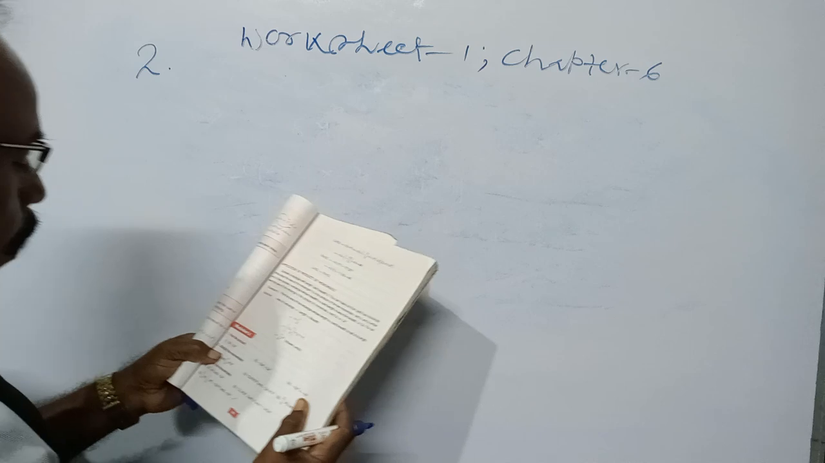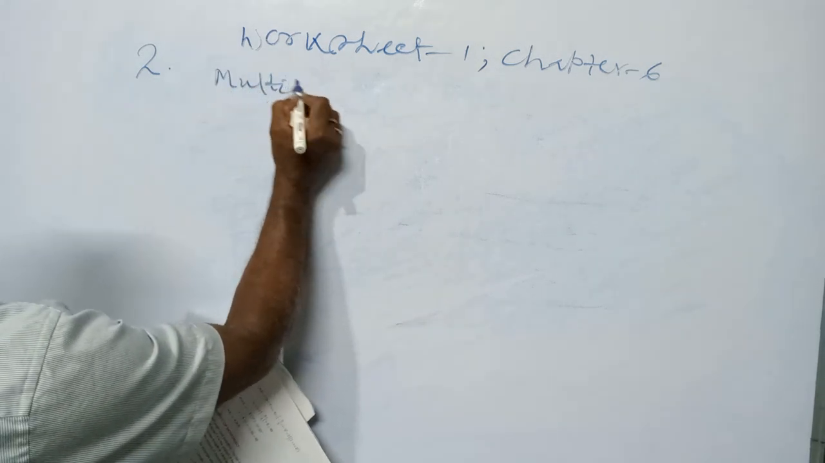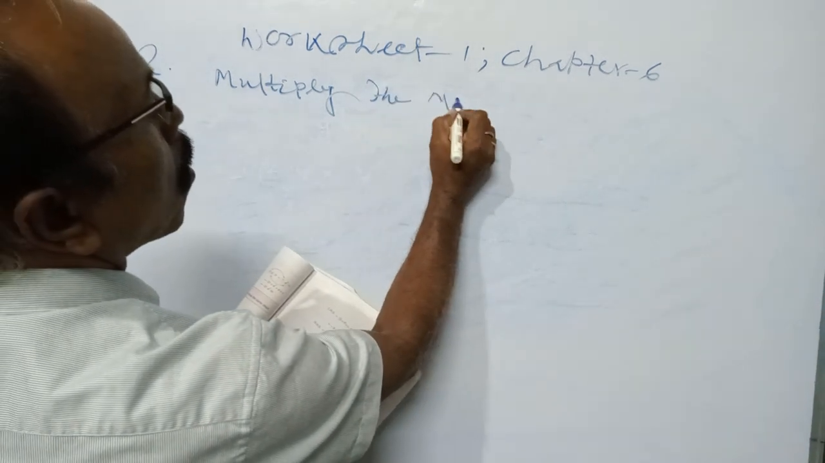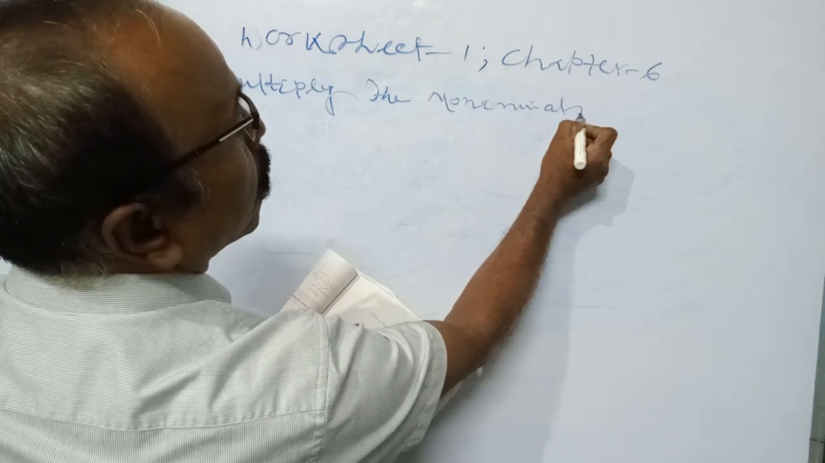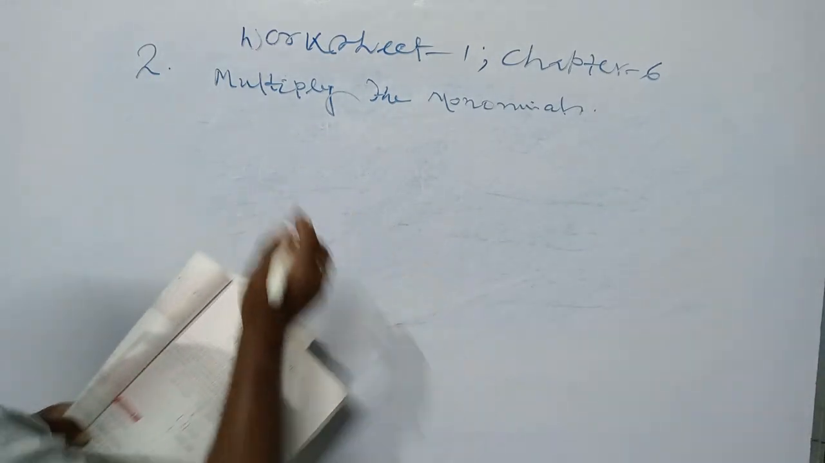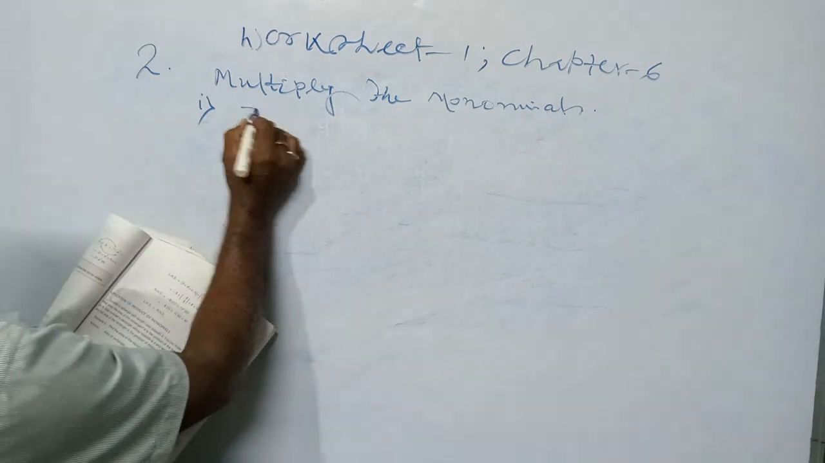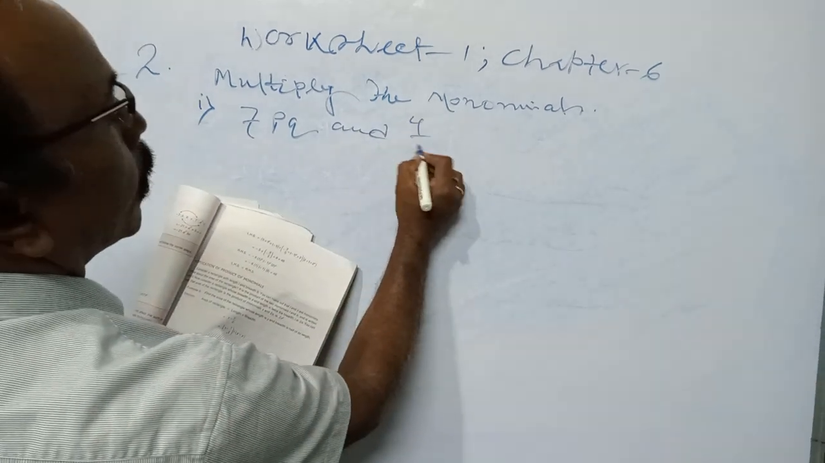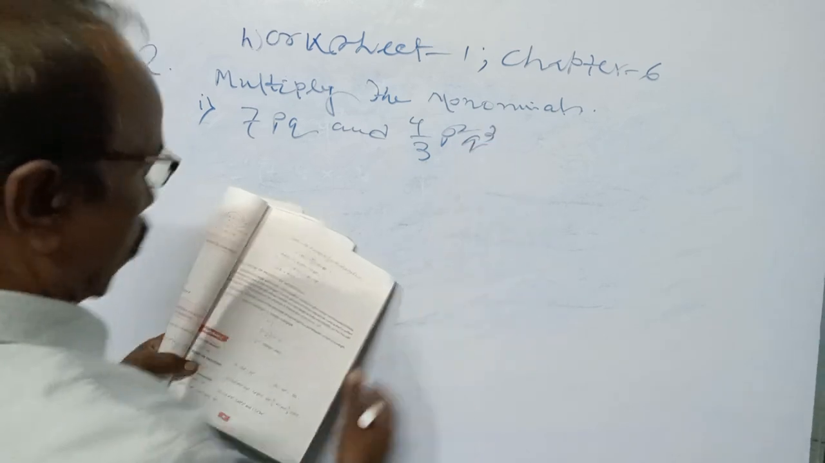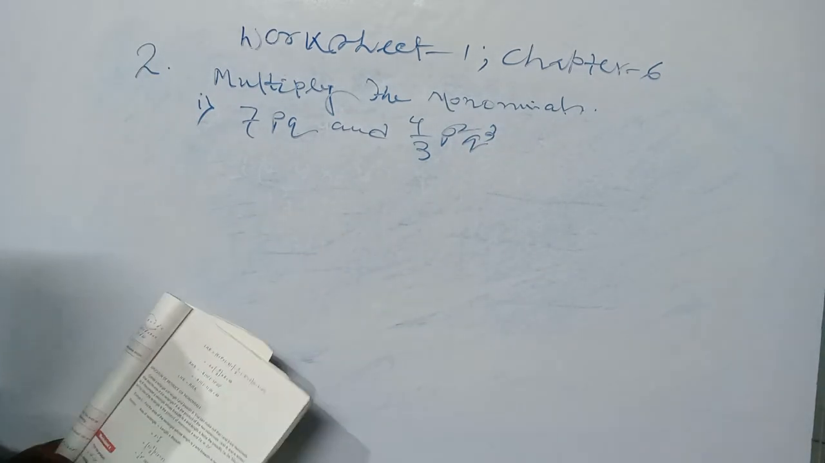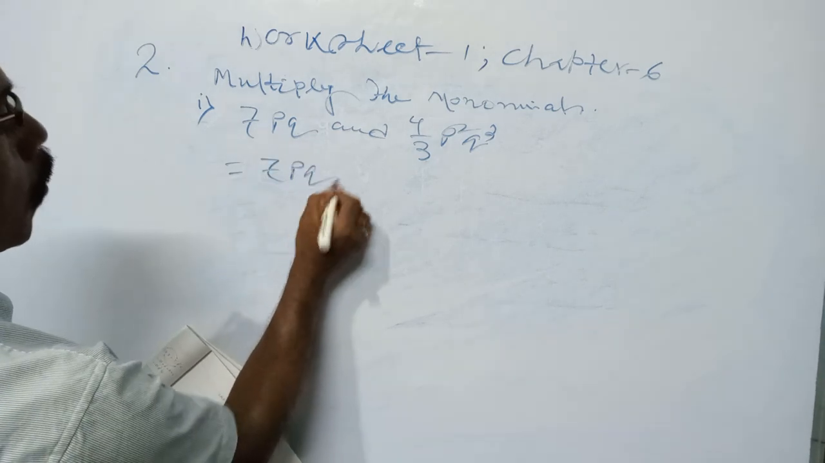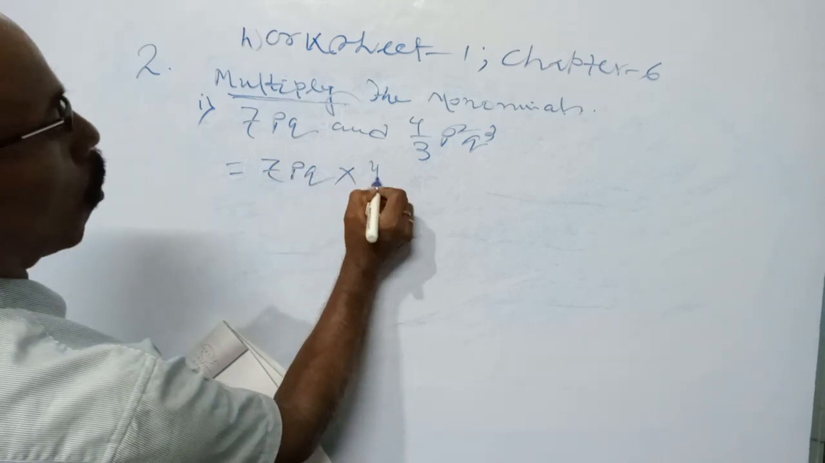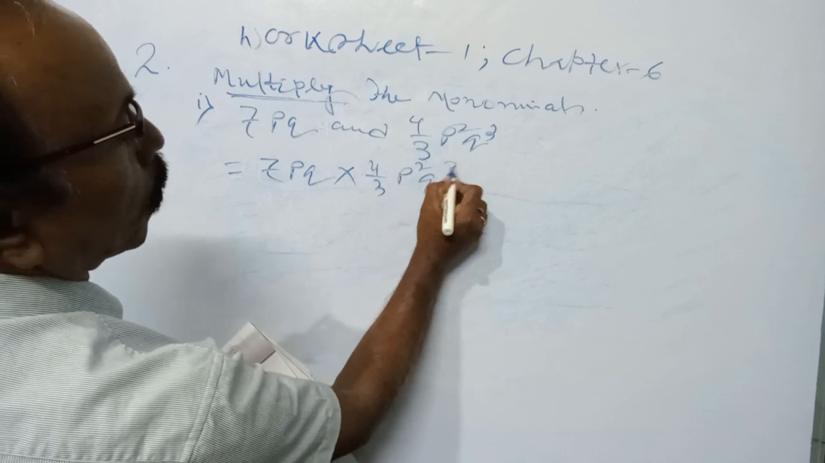Multiply the monomials. My dear student, multiply the monomials. First of all, 7pq and 4 by 3 p square q to the power 3. You see, 7pq as it is, multiply, then 7pq into 4 by 3 p square q to the power 3.